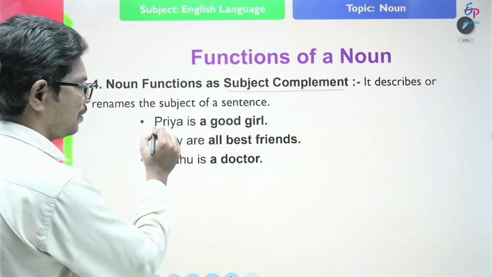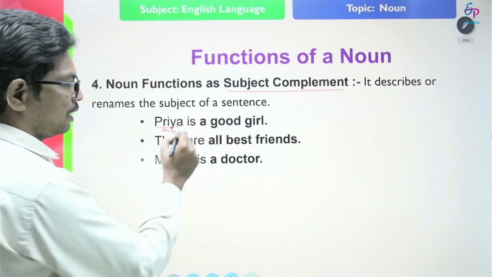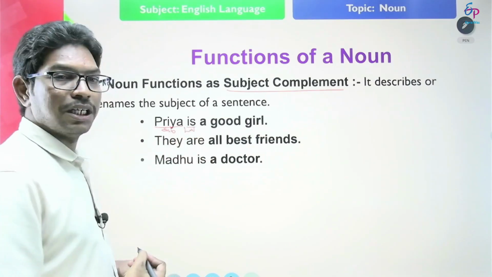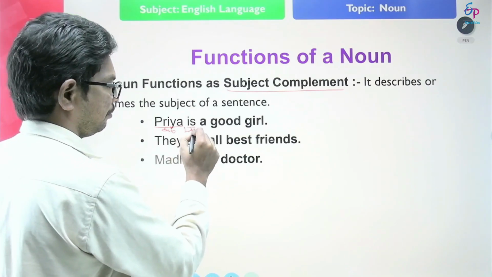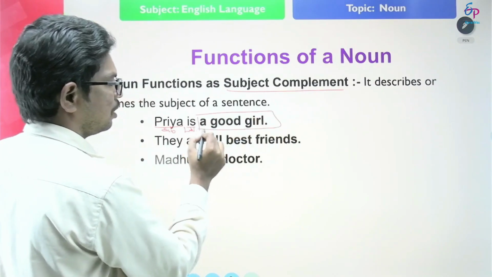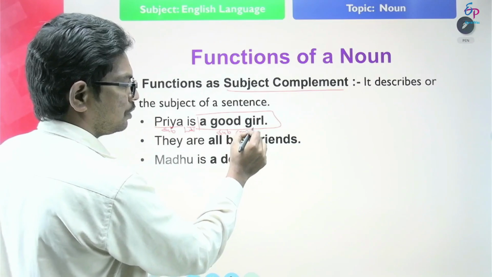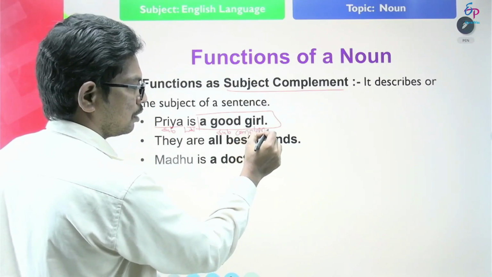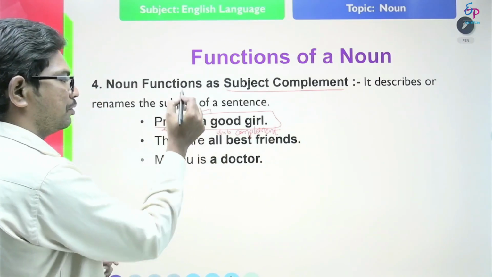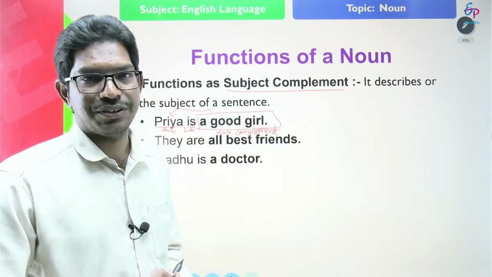In this sentence, what is Priya? This is the subject. What is "is"? It is a verb, a linking verb. And "a good girl" is called the subject complement. It is describing the subject Priya. A good girl is the subject complement, and it is a noun phrase.